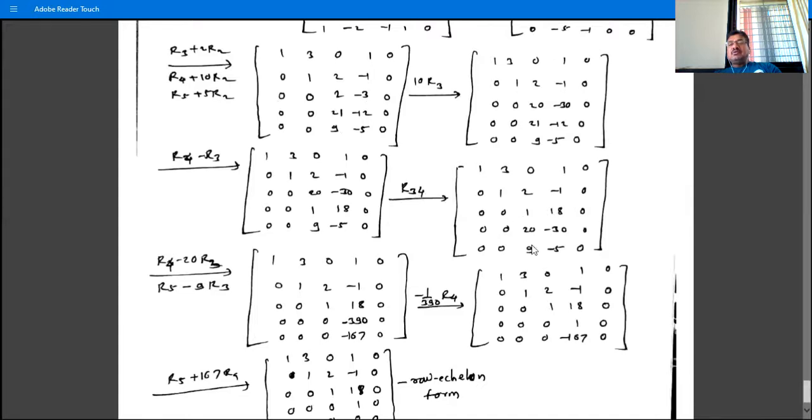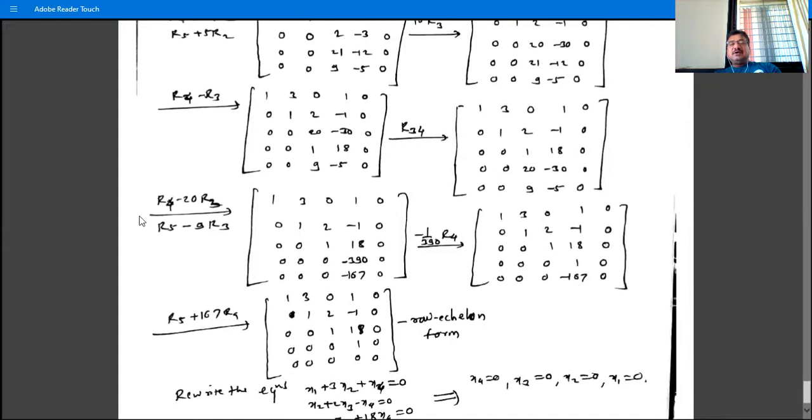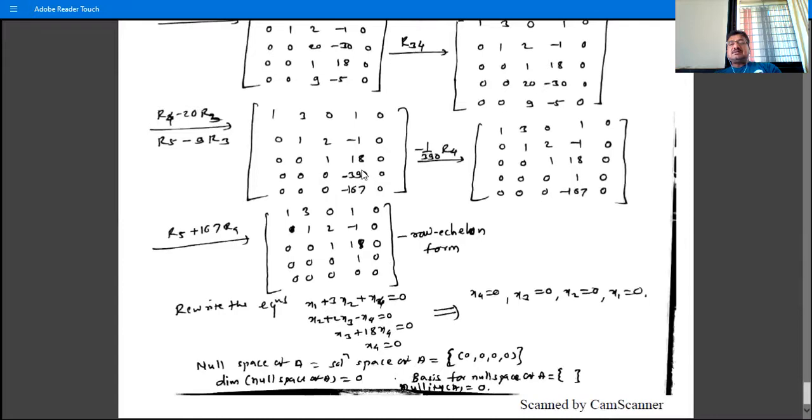So either apply 1 by 3 R3 as the transformation, or by using these 3 operations we have 1. Now we have to reduce this 20 and 9 to 0. So we apply R4 minus 20R3, R5 minus 9R3. We have this. Now we have to reduce this minus 390 to 1. So minus 1 by 390 R4 is the operation. We have 1. Now we have to reduce this minus 167 to 0. So by using the operation R5 plus 167R4, we have 0. And this is row echelon form, or just say echelon form. This is not reduced row echelon form. This is a row echelon form or echelon form.